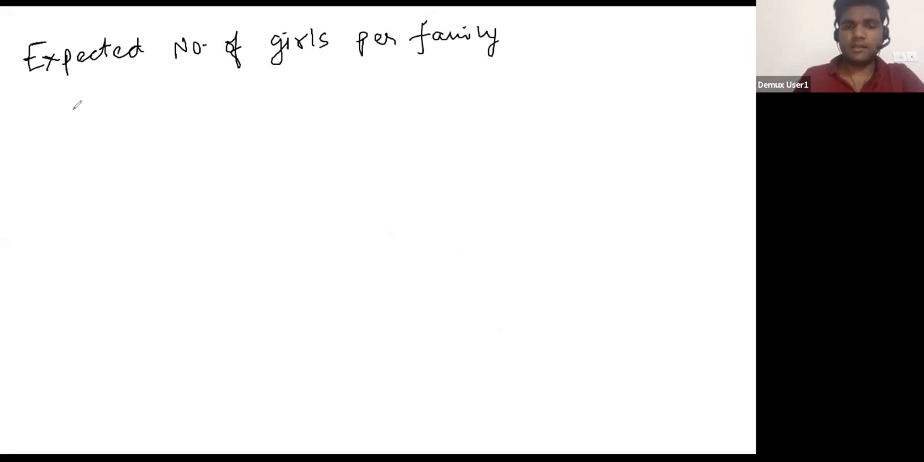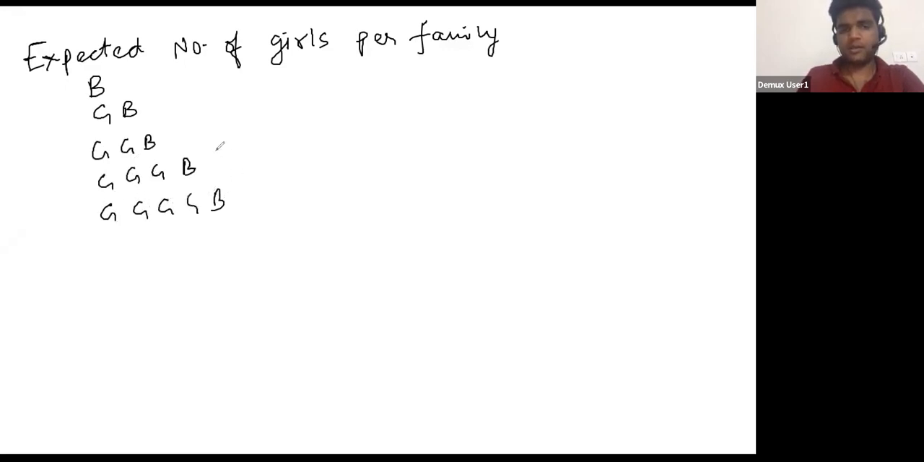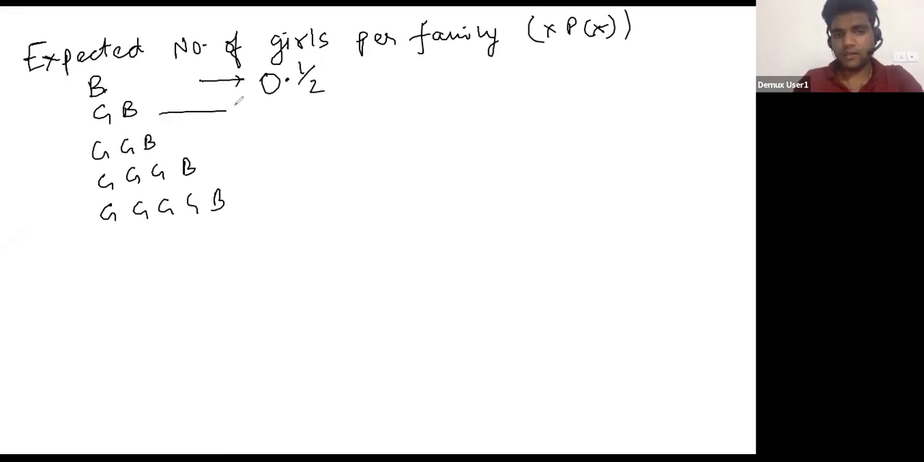So what are the cases? You can have a boy straight away, right? You can have a girl then a boy. You can have a girl, girl, boy, and so on. So what is the expected number? Expectation is the sum of x times p(x), right? So x is 0 here, 0 girls, and the probability of this sequence is half. For this, there is one girl. What is the probability of this sequence?